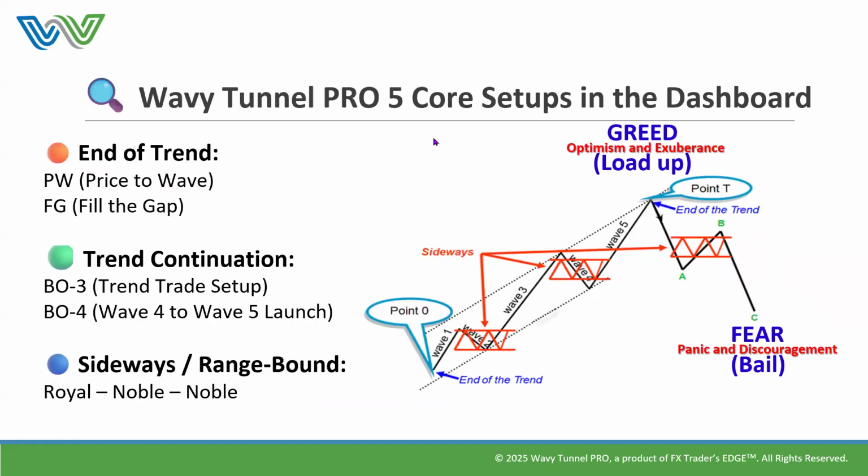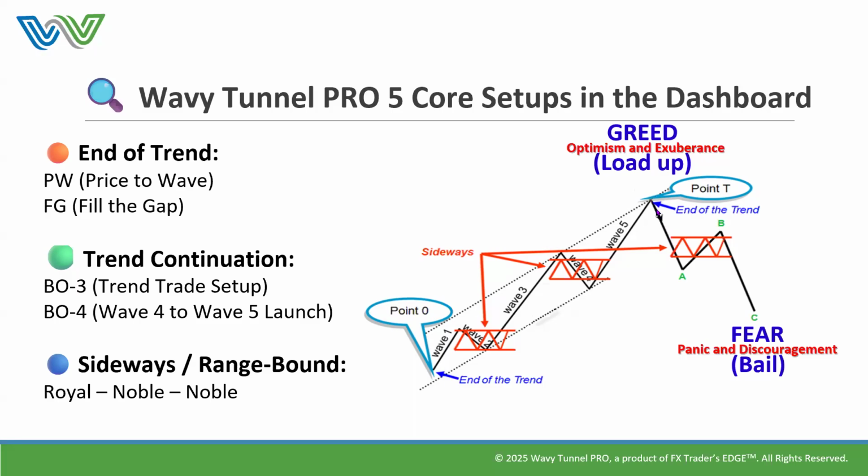And the 5 core Wavy Tunnel setups in the dashboard are the end of trend moves, the PW, and the fill the gap, the price to wave and the fill the gap. I'll tell you what they are. The price to wave is up here at point T or down here at point 0 when we are extended from the moving averages, let's say, and we just have a pullback. It can lead into this kind of a correction, or it can be just a pullback.